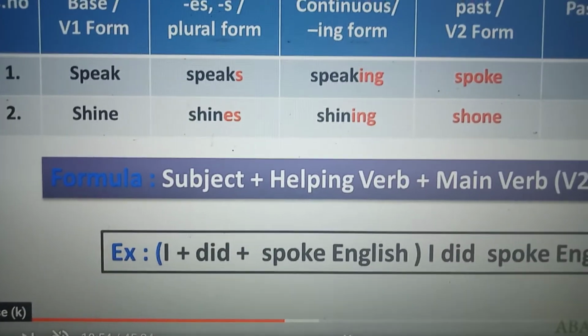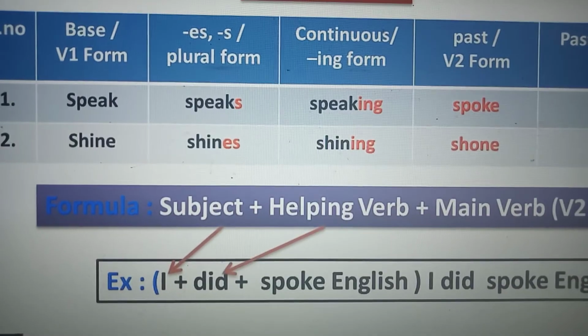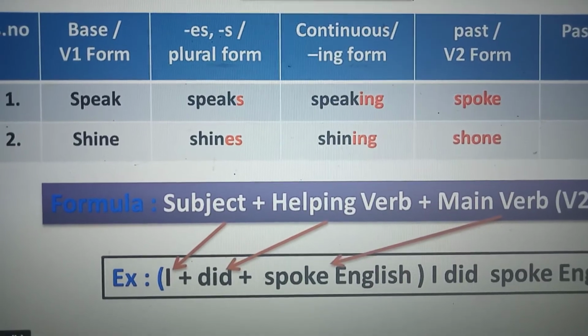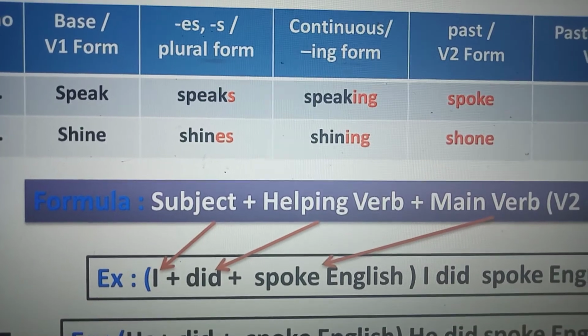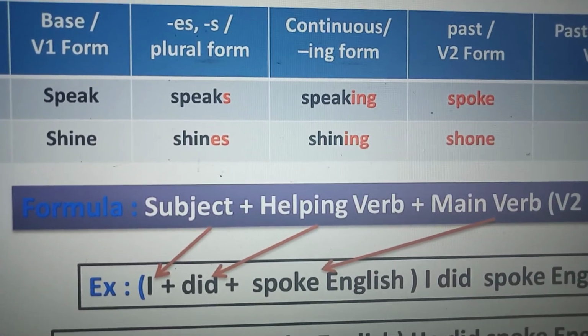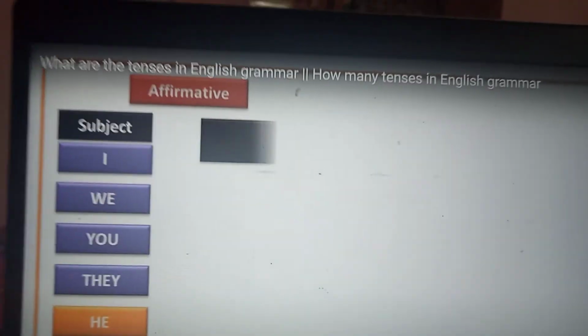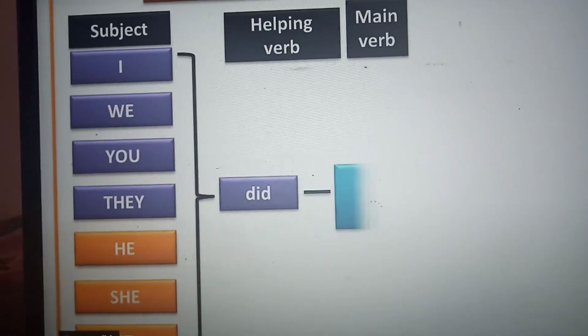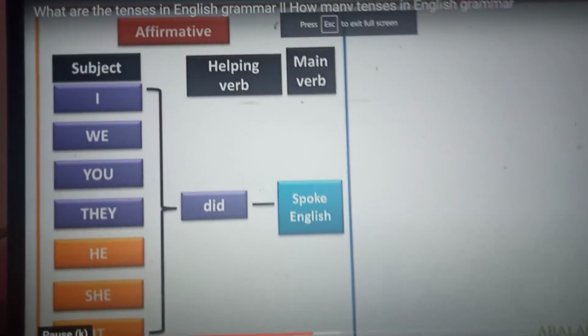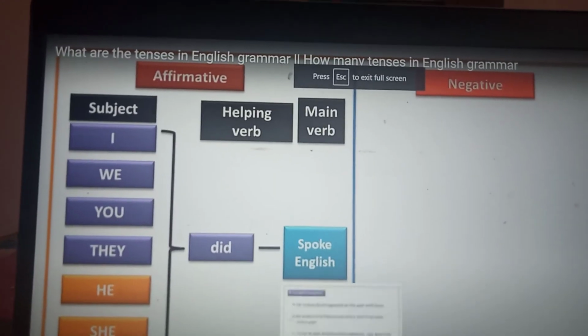"I did spoke" will not come. This is wrong, children. "I did will not come." Did is the past tense. For any word, you have to change it to the past tense form. That's all.